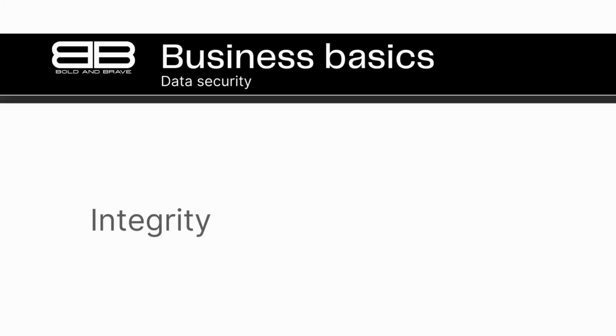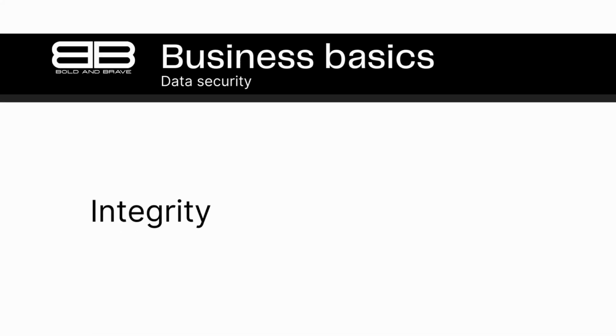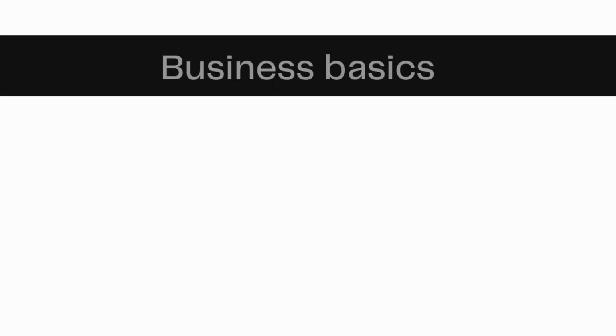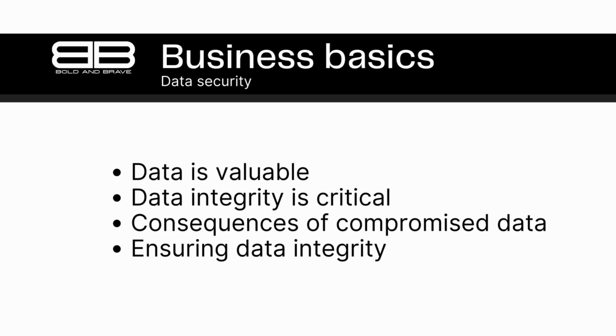Number 2, integrity. Data security also requires that data remain unaltered and trustworthy. This means that data must not be modified, destroyed, or corrupted in any way that would compromise its accuracy or usefulness. In today's world, data has become one of the most valuable assets for individuals and organizations. However, data can be vulnerable to a range of threats that can compromise its accuracy and usefulness.